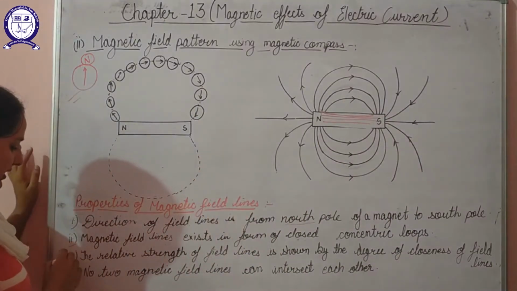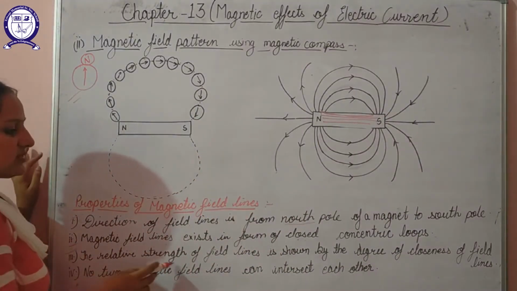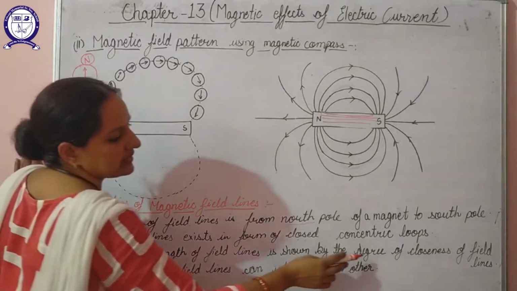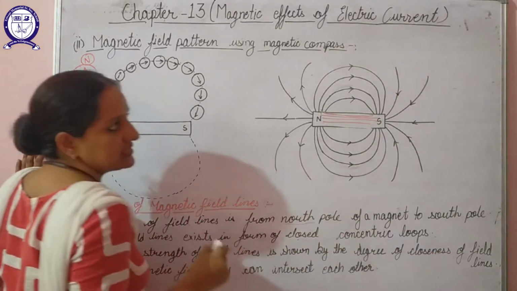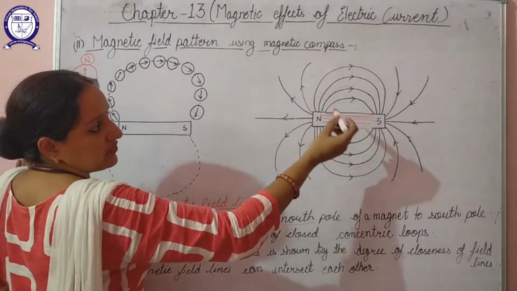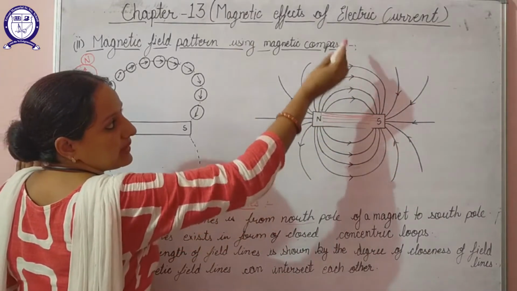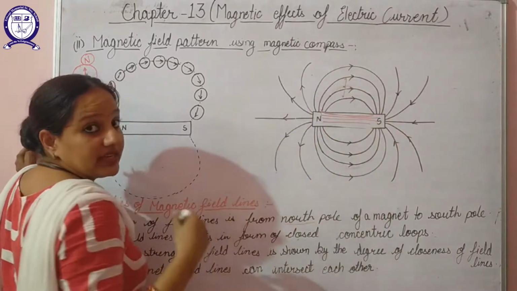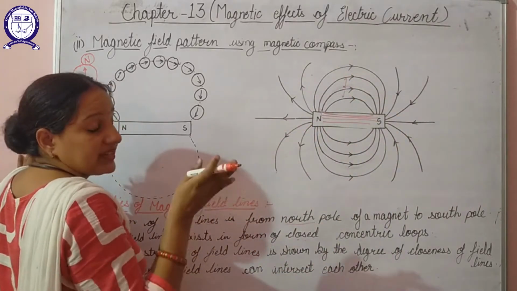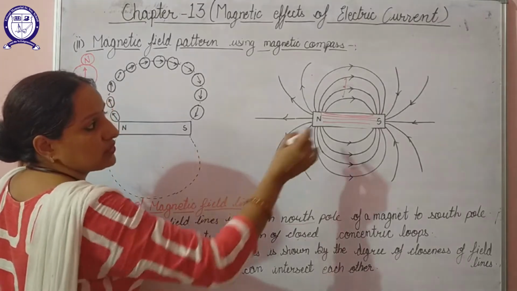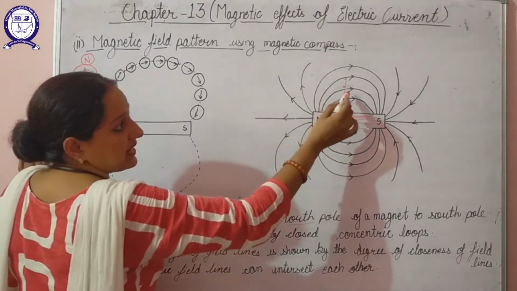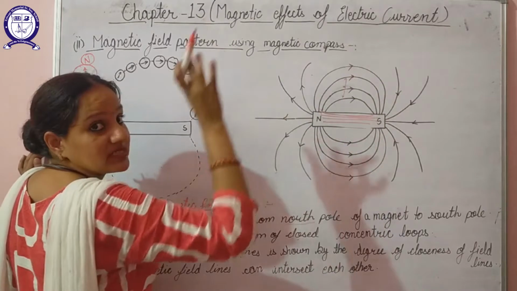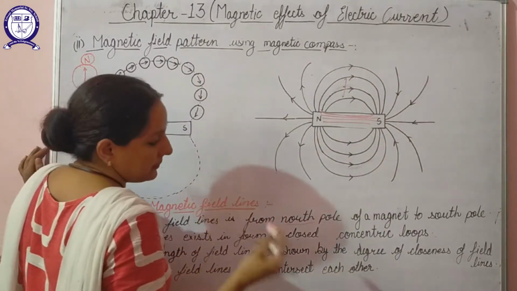loops. Then next one, the relative strength of the field lines is shown by the degree of closeness of the field lines. It is clear from the figure, as we move away from the magnet, this gap between the field lines keeps on increasing. This gap shows the decrease in the field strength of this magnet. That means the higher the gap between the field lines, the lesser the field strength of a bar magnet.